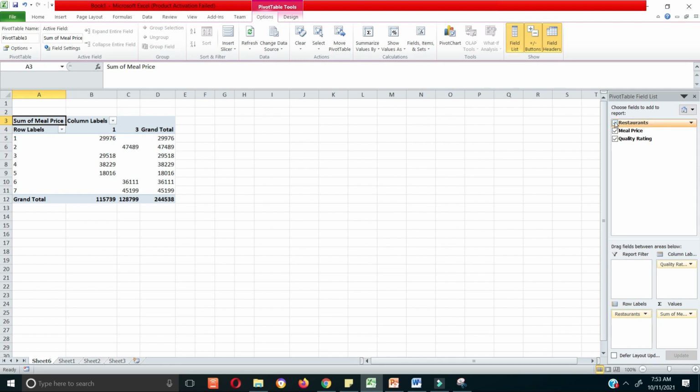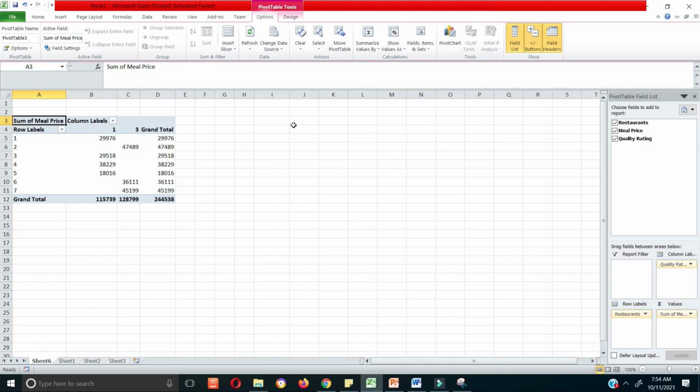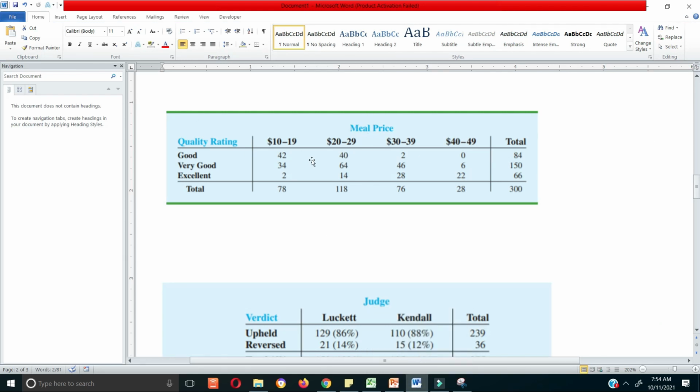If you actually get rid of this, what would happen? You can get rid of that level of detail, but if you add even more detail, you can actually add the restaurants there. So this is actually a cross tabulation. It is a cross tabulation which is similar to what we saw here. So I really don't have much to say about cross tabulations.